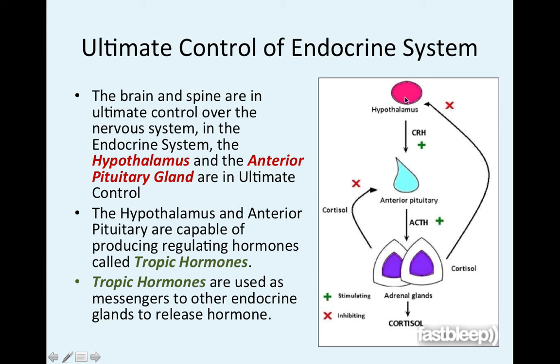So here's a quick example over here. The hypothalamus is going to release a hormone called CRH. This CRH is considered a trophic hormone.